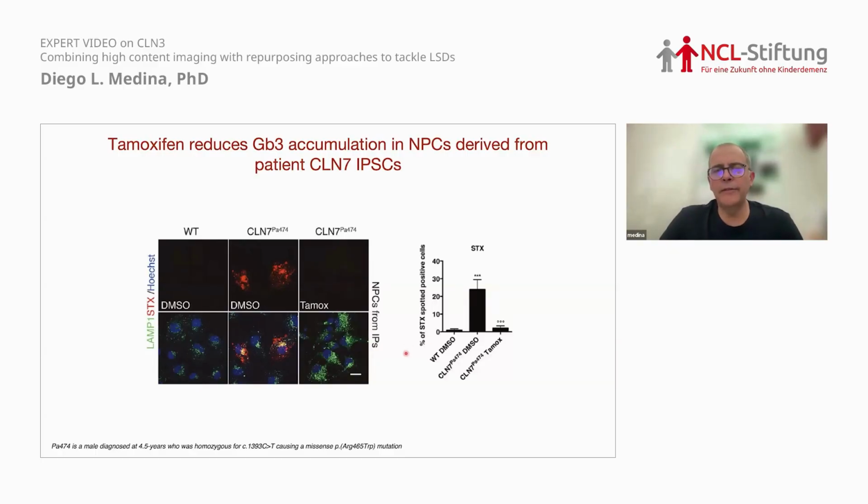So these results together demonstrate that tamoxifen is able to reduce the pathologic accumulation of globoside, of GB3, in different human models of Batten disease.